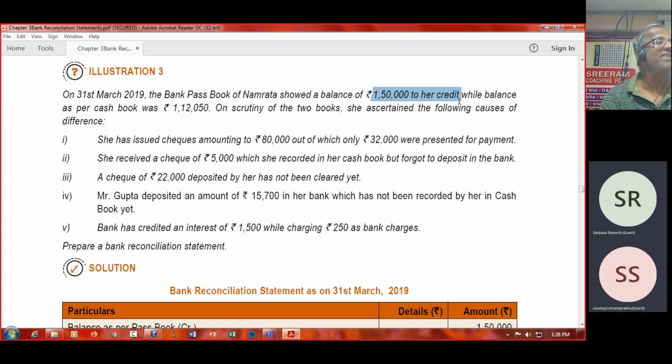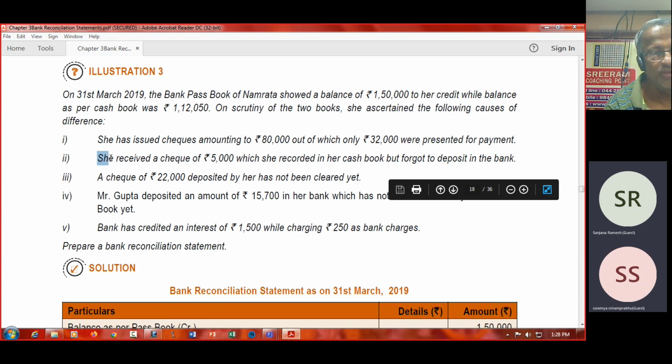Okay, your starting balance is credit. I'm not really worried whether it is a passbook or a cash book. I go only by debit and credit. So when my starting balance is credit, and I am taking up this entry as unrepresented credit, what should I do? Should I add or deduct? Deduct. Very good.